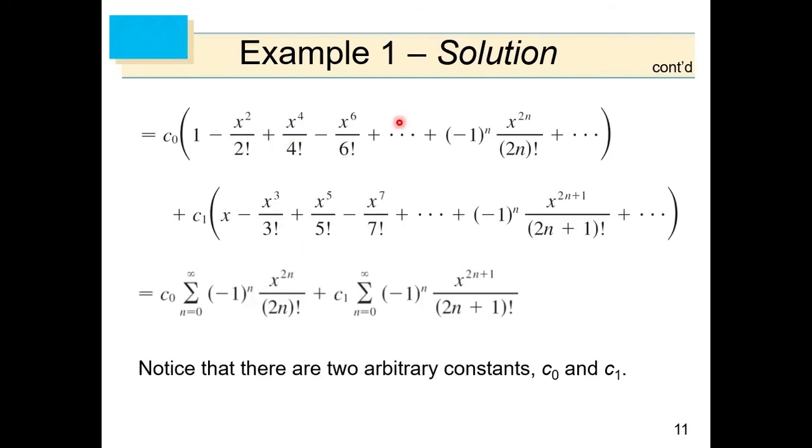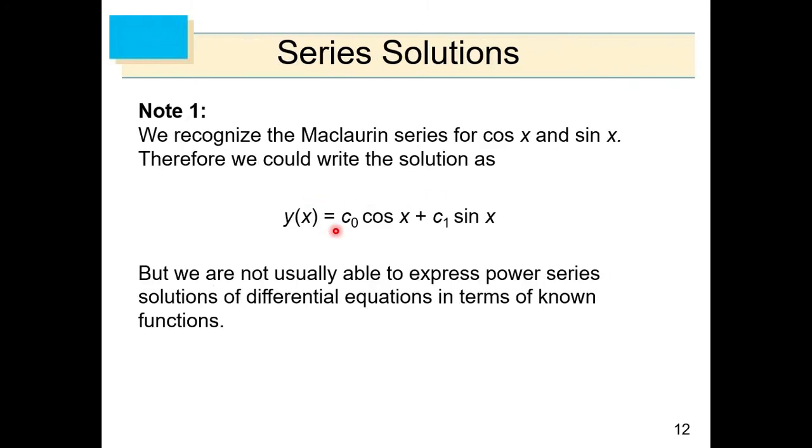This is the Maclaurin series of cos x and this is the Maclaurin series of sin x. So we get the solution y is equal to c0 cos x plus c1 sin x.